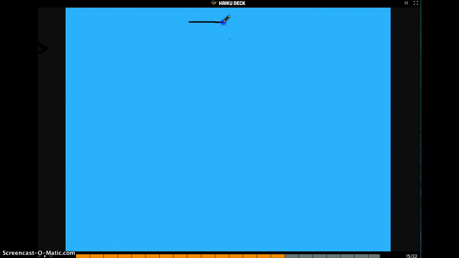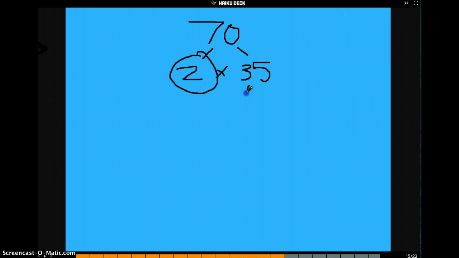Okay, let's first do 70. So we're going to break 70 down, and let's think of a prime number. We could do 2 times 35. There's a prime number, but we have to keep breaking down 35 because that's composite. We could break that down into 5 times 7. And these are also prime because there are no other factors.